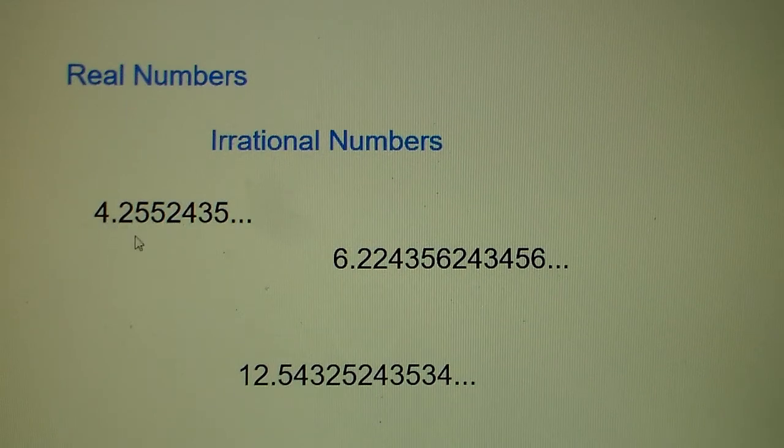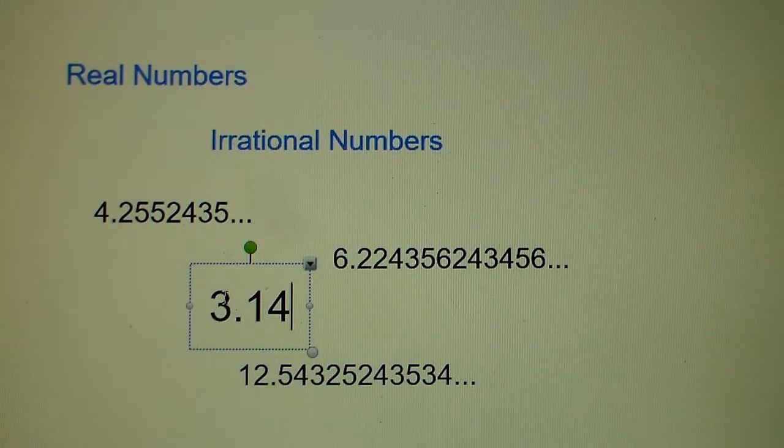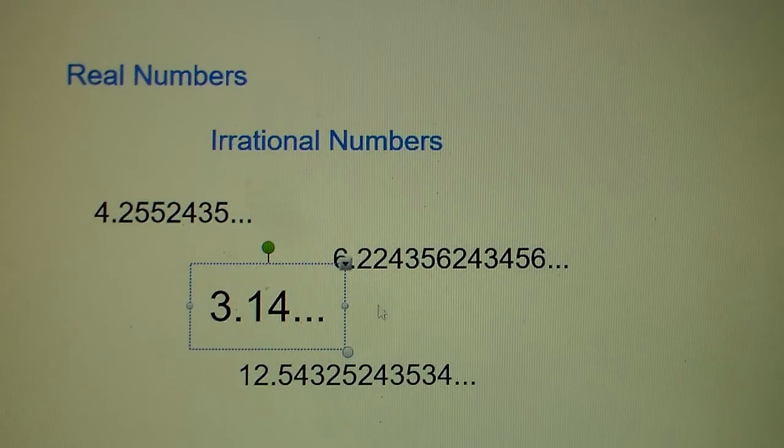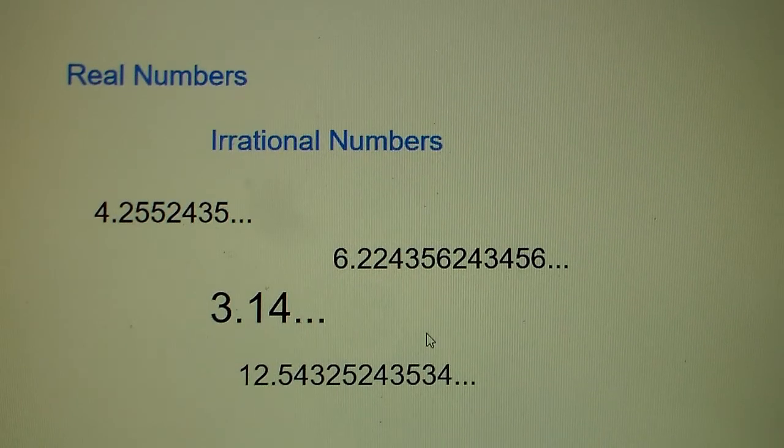Irrational numbers are the decimals that never stop. It just keeps going on and on and on to the right. Now there's a symbol that represents one of these numbers that you might have heard of before. You might have heard of 3.1415... or 3.14... a whole bunch of numbers. Can you remember that symbol? If not, I'm referring to pi. Pi is equal to 3.14... And it just keeps going on and on and on.